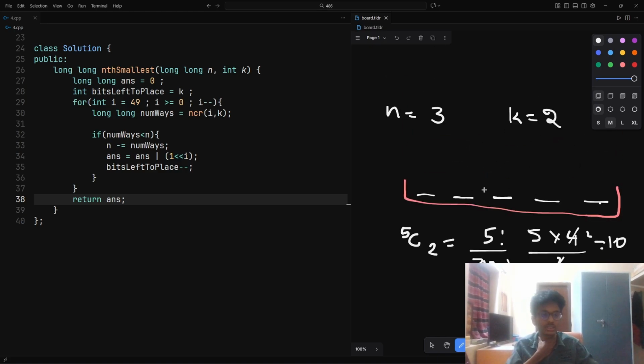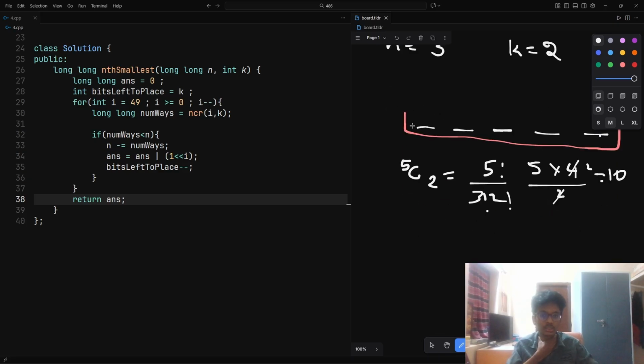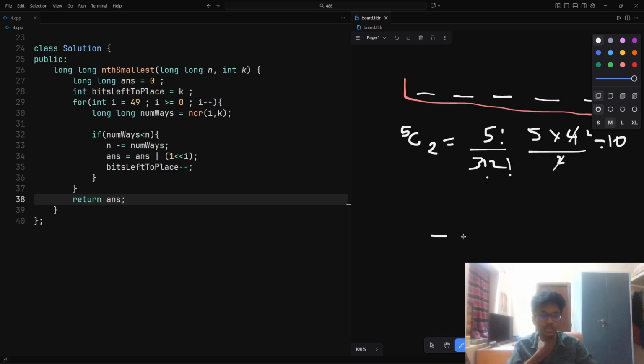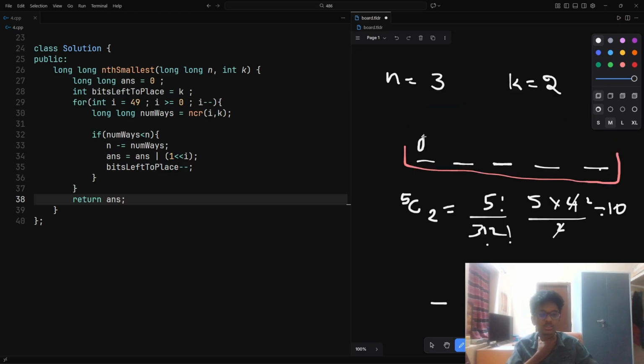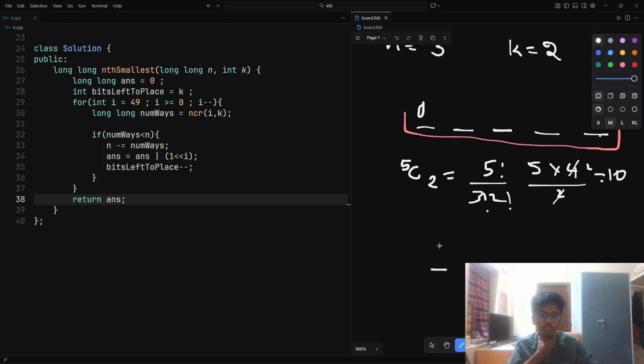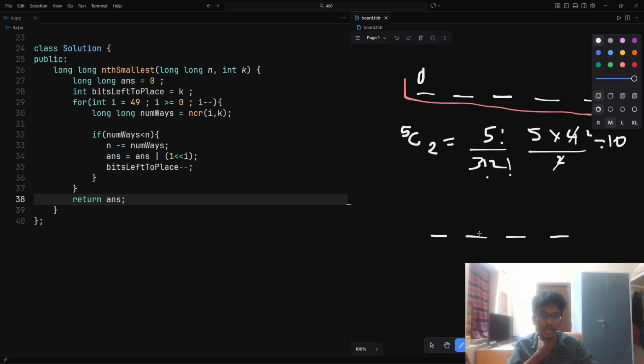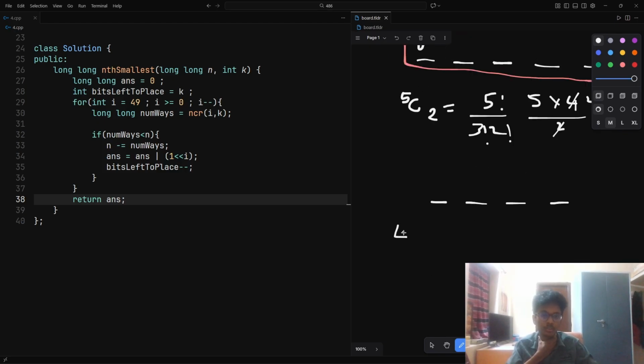Fine. Now what if I had only 4 bits? Let's skip this bit. I had 5 bits, now I have 4 bits. I'm thinking to place 0 here. Let's assume placing 0 here. Now I have 4 bits. That means I have 4c2 ways, which is 4 into 3 by 2 factorial, which is nothing but 2. That means it's 6 number of ways.